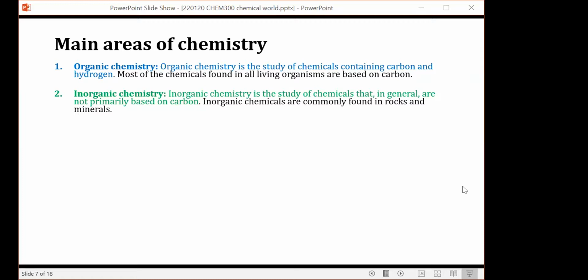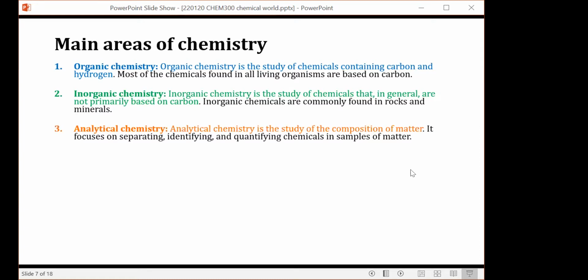Second main area of chemistry is called inorganic chemistry. This is the study of chemicals that are in general not primarily carbon-based. So these are chemicals and substances commonly found in rocks and minerals. It's really important for environmental chemistry, mining. A lot of new developing energy technologies like solar panels use a lot of inorganic chemistry.